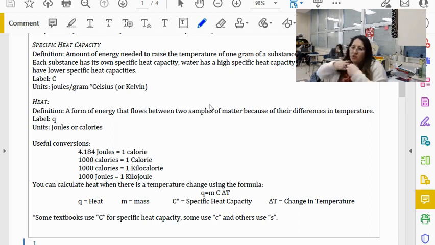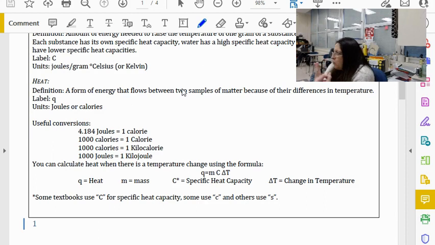So, the definition then of heat is a form of energy that flows between two samples. We talked yesterday about the 3 ways that flows. Do you remember the 3 ways that heat flows? Well, it's not in your notes. We just talked about it verbally.